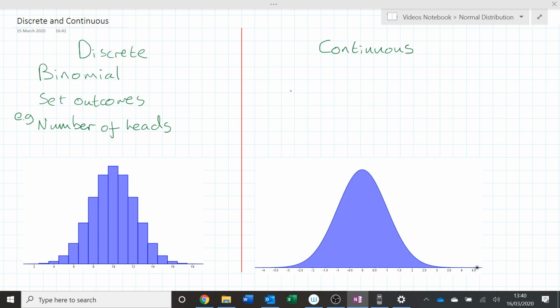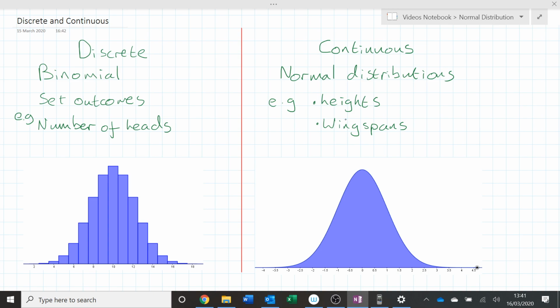The specific one which we're going to be looking at is the normal distribution, although it is important to say that there are lots of different examples of discrete and continuous distributions. E.g. heights, or maybe if you were measuring wingspans of birds. It could also be time, something like that.